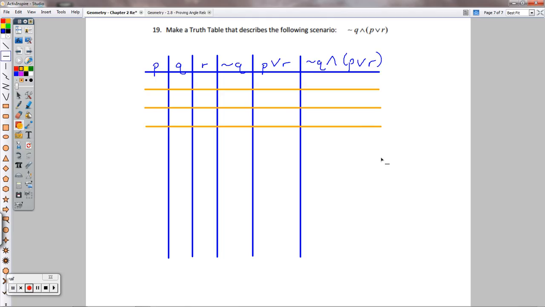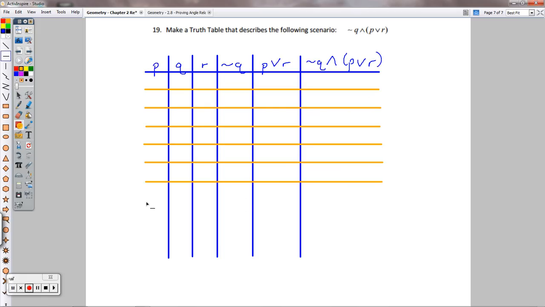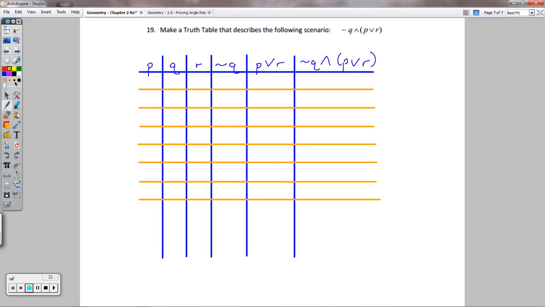So there's three. I'm going to need four trues and then four falses, and then two trues, two falses, two trues, two falses, and then alternate. So I'm going to need 8 different rows here. I got 1, 2, 3, 4, 5, 6, 7, and this will be my last one down here. I'll just bring that up a little bit here. There we go. That should do it for us.